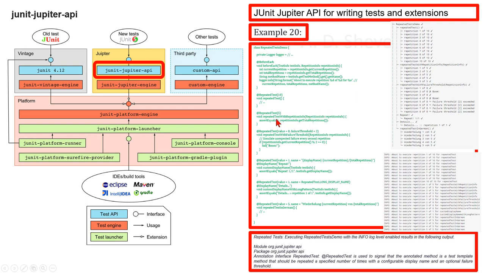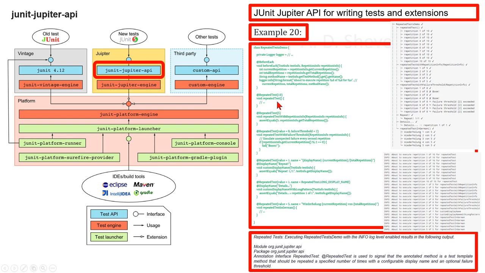The annotation interface @RepeatedTest in package org.junit.jupiter.api in module org.junit.jupiter.api. @RepeatedTest is used to signal that the annotated method is a test template method that should be repeated a specified number of times with a configurable display name and an optional failure threshold. The RepeatedTestsDemo class here demonstrates several examples of repeated tests.